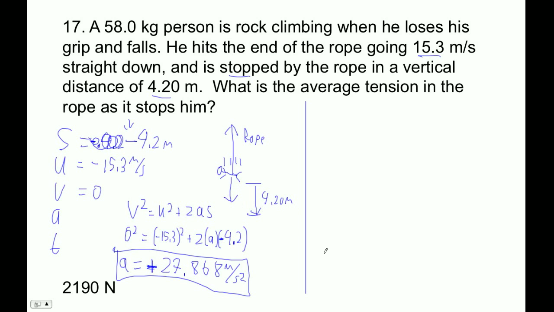Okay, so the weight, this force downward, right, is equal to m times g, so it's 58 times 9.81. 58 times 9.81 is 568.98. So that's the force acting down. Okay, that's going to be negative. This force here, we're just going to say is positive.